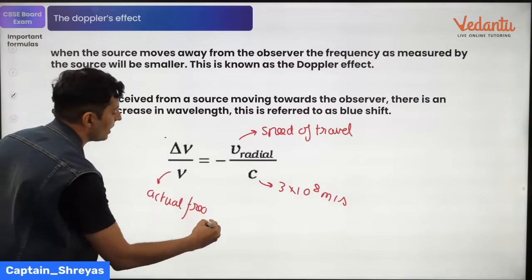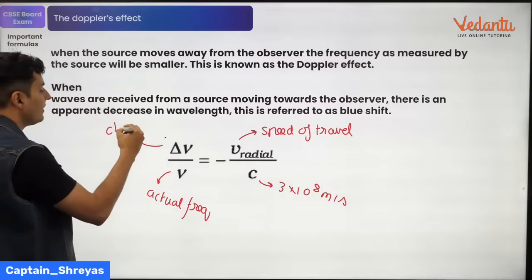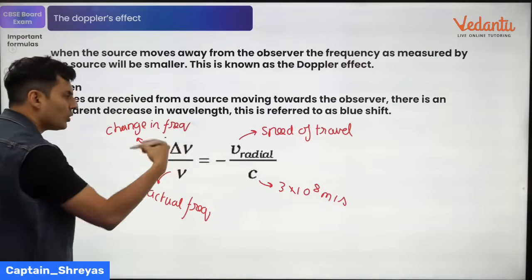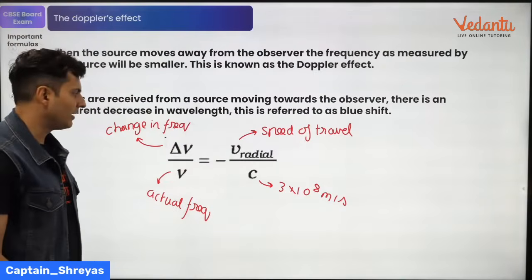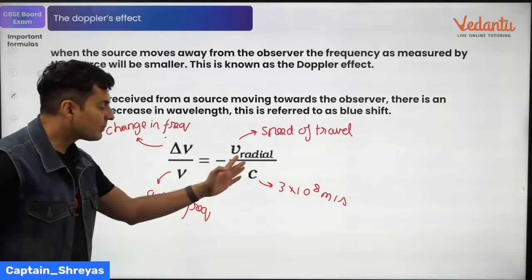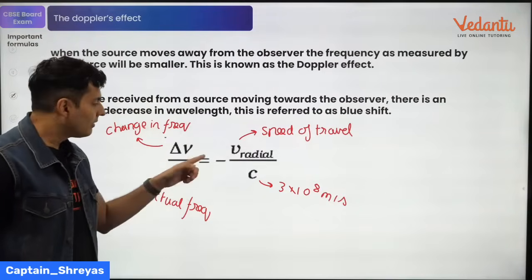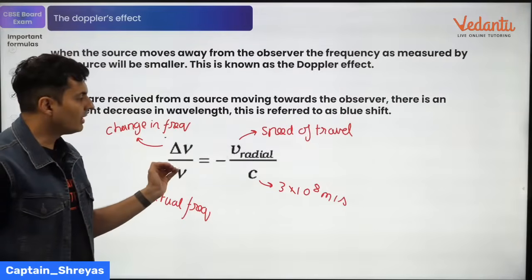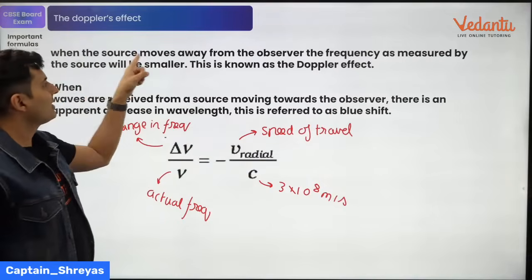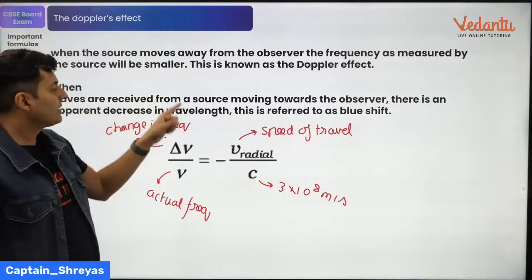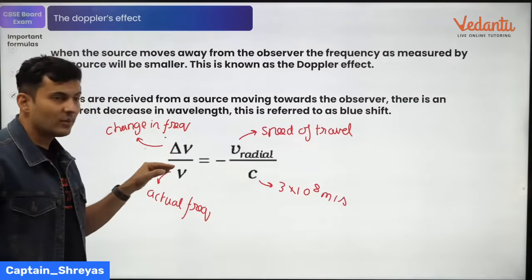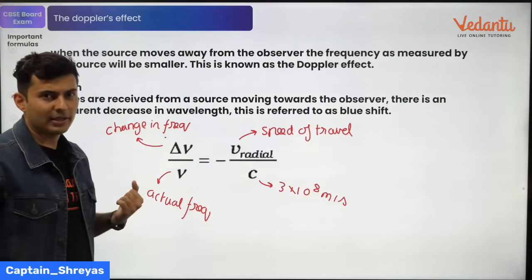This is your actual frequency of light. This is the change in the frequency. So you can have some questions based on this as well. So the change upon the original frequency is V by the speed of light with a negative sign. So if you are going away, then this number will become negative and you will get a frequency smaller than the original frequency.